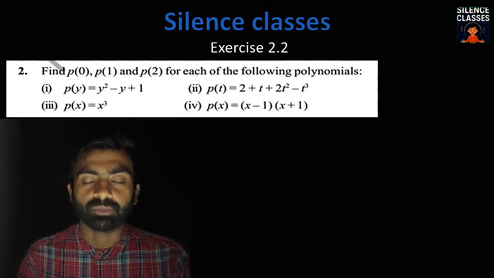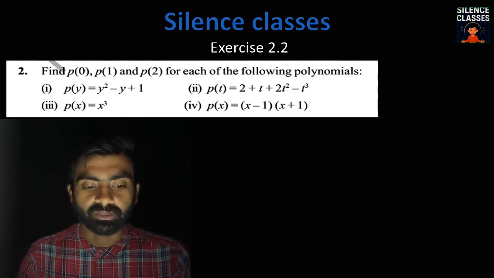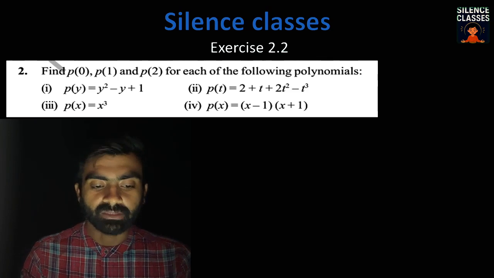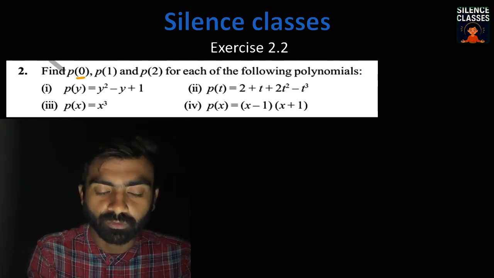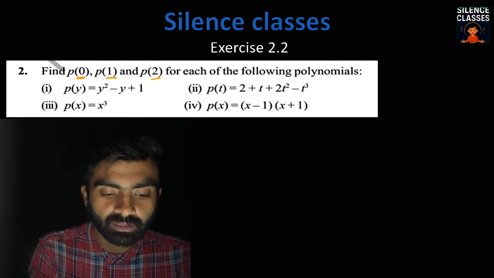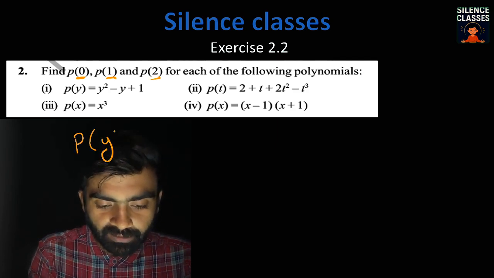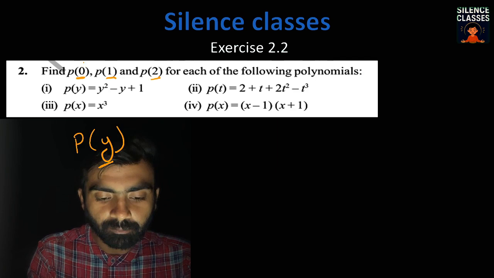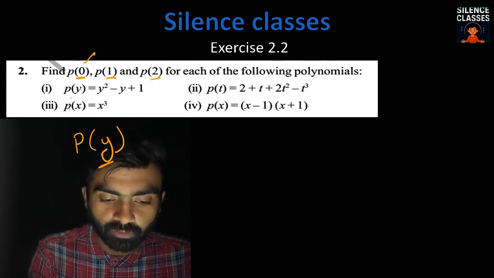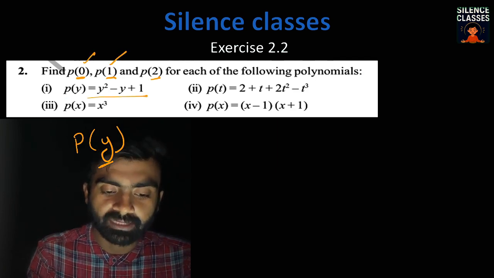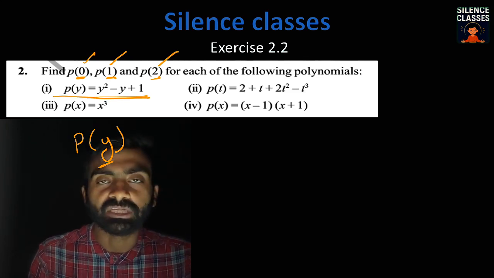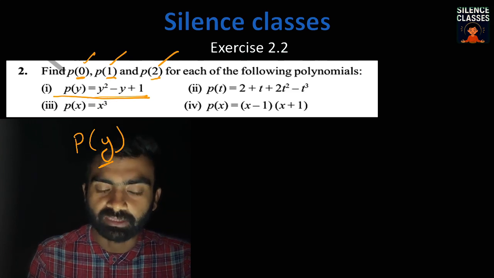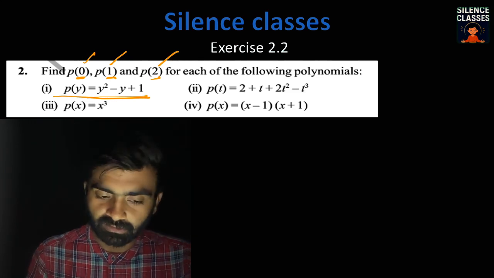Let's move to question number 2. What the question is saying: find p of 0. Whatsoever the polynomial is, we have to put first of all 0, then 1, then 2. It is written p of y, which means in the place of y first of all we have to put 0 and solve this equation, then again put 1, and again put 2. Like this we have to solve each polynomial 3 times. I hope you guys understood.